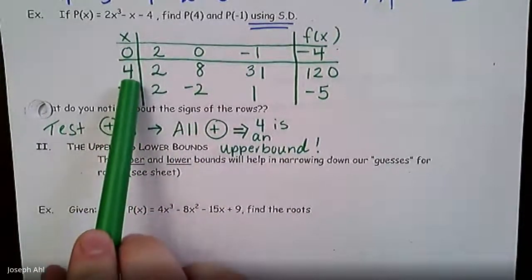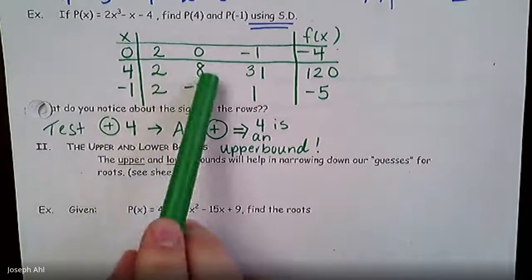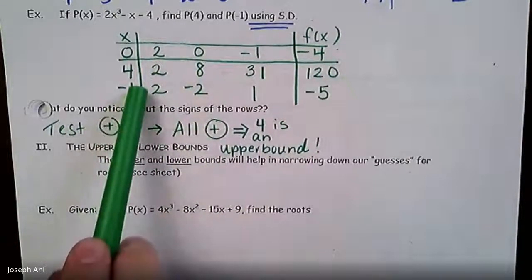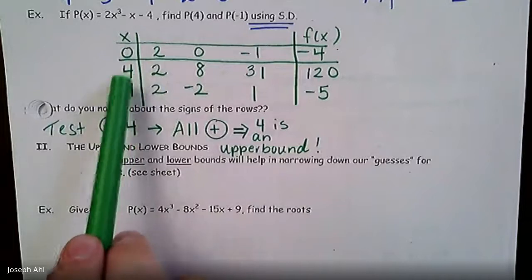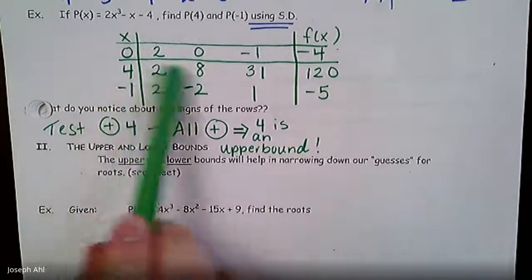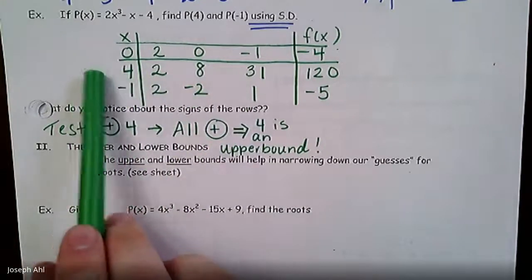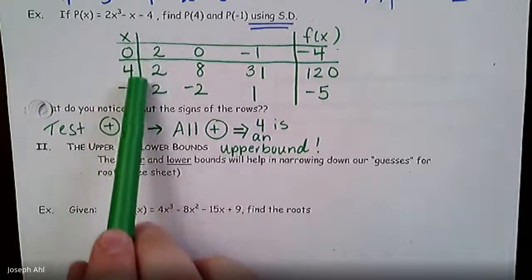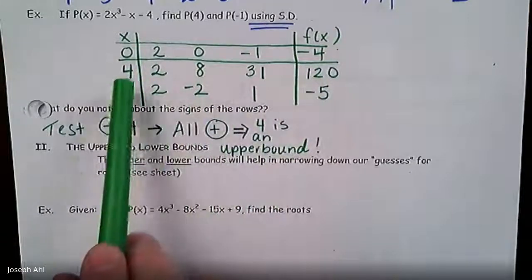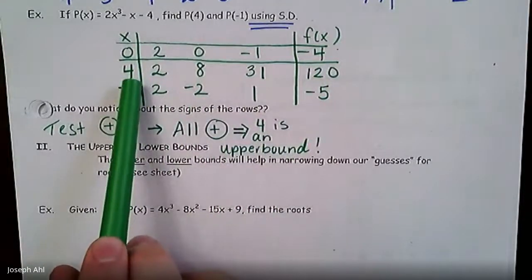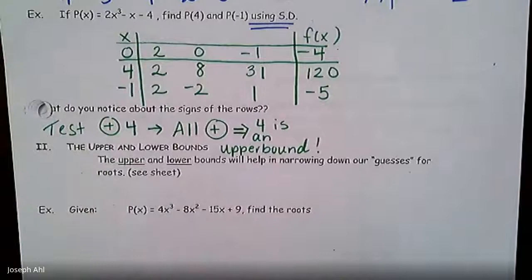So this is a good point, because if I test 4 and I get positive, positive, positive, positive, I know automatically that I shouldn't go next and test 5 or 6 or 7 or 8 or anything above 4, or even 4.5. Okay, so when you find upper bounds in synthetic division, it's a good hint that there's nothing greater than that possible as a potential root.